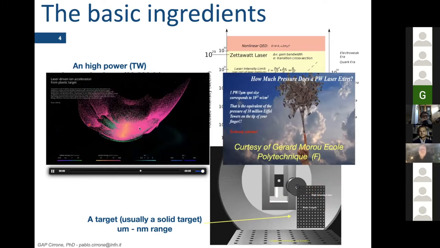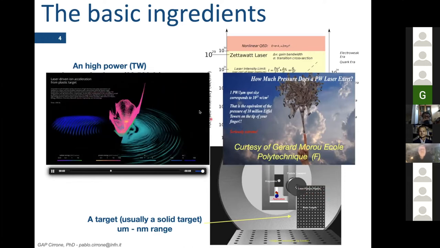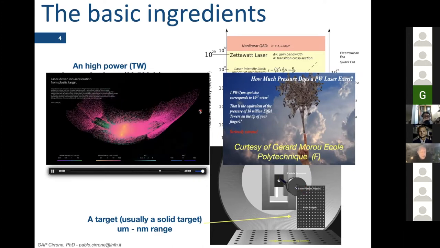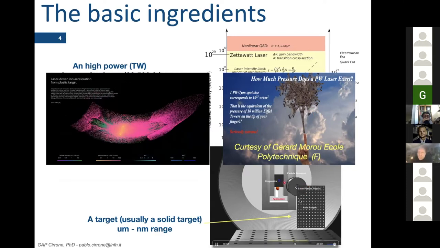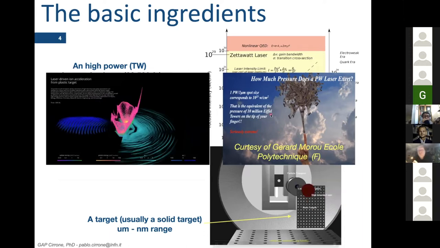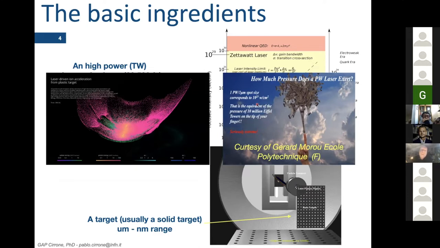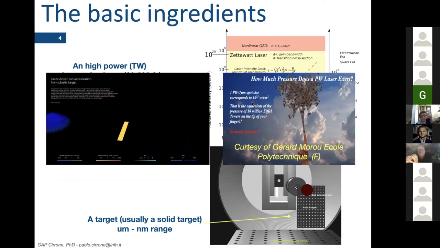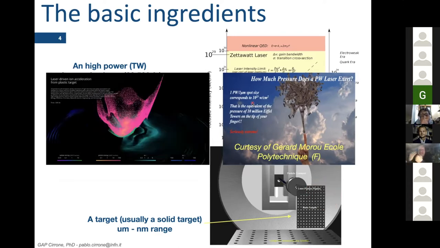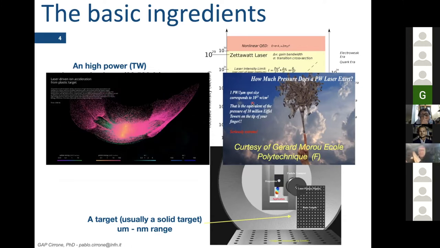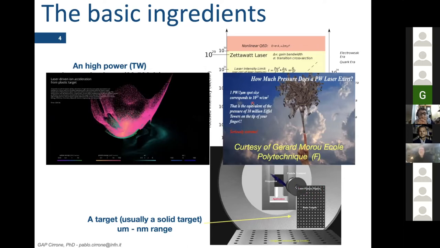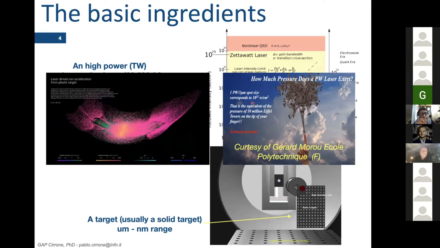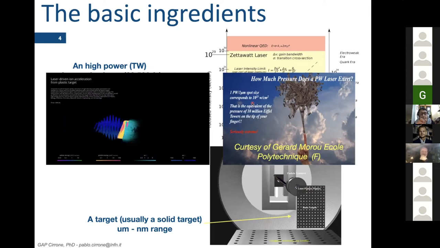And I like a lot to show just to understand the degree of the power that we are dealing with. This is a slide from Gérard Mourou that says that a one petawatt laser is usually focused in such a small focus, and that corresponds in fact to a specific power around 10 to the 22, 10 to the 23 watt per centimeter squared. And this power is equivalent to the pressure of 10 million Eiffel towers on just one finger. So yeah, this is something really extreme, and this helps us to understand the incredible power that we are able to concentrate in matter with this kind of laser.